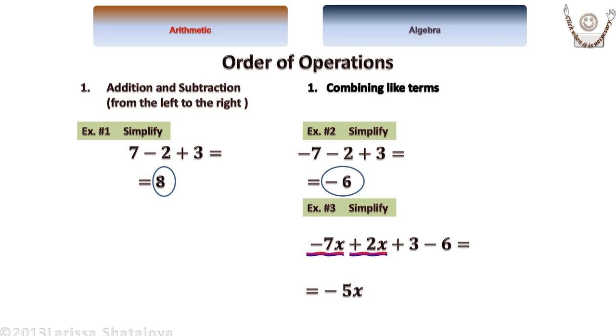Negative 7x and positive 2x together will be negative 5x. We are adding just the coefficients. And then positive 3 and negative 6 together will be negative 3. That's it, we're done.